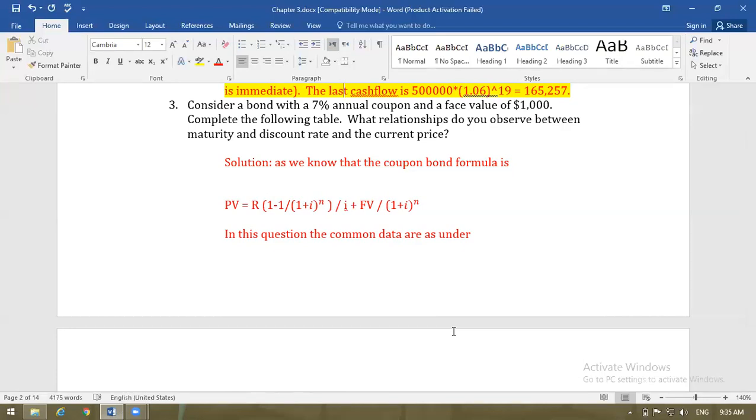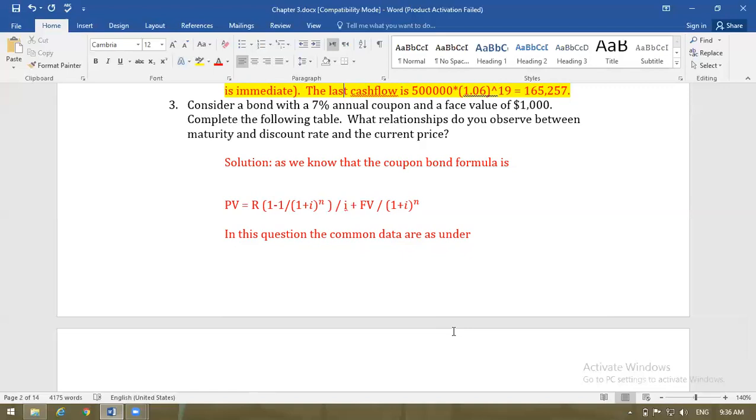So this is a coupon bond. I am using the coupon bond formula, where present value is equal to R times (1 minus 1 divided by (1 plus i) raised to power n) divided by i, plus future value divided by (1 plus i) raised to power n. If you see the table, all blanks are present values. So I am trying to find one present value. The remaining present values, try by yourself.